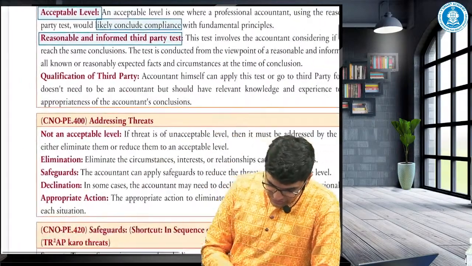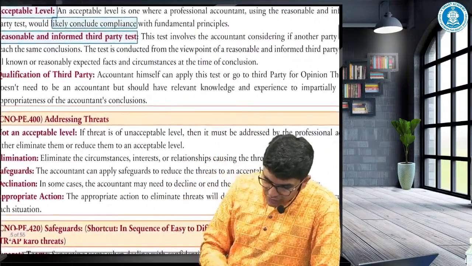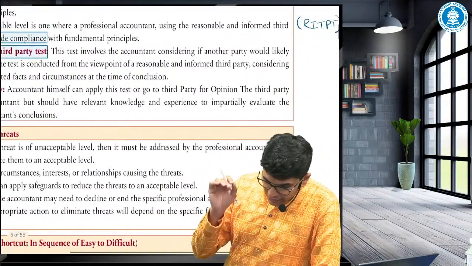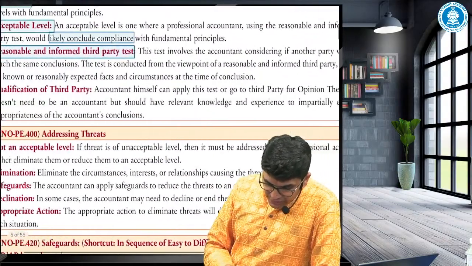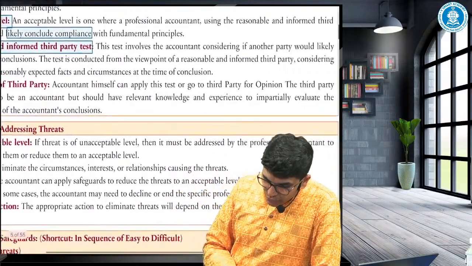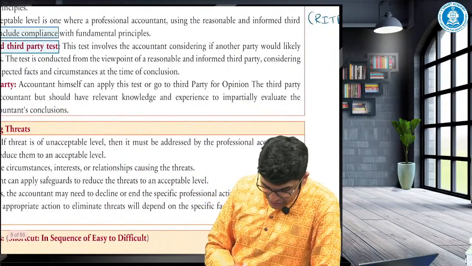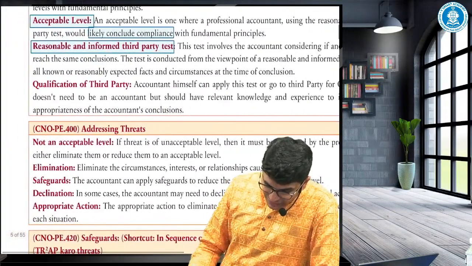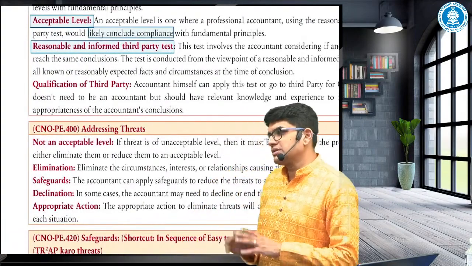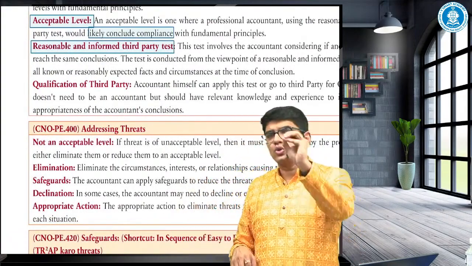This test involves the chartered accountant considering if another party would be likely to reach the same conclusion. The test is conducted from the viewpoint of a reasonable and informed third party, considering all known or reasonably expected facts and circumstances at the time of the conclusion.